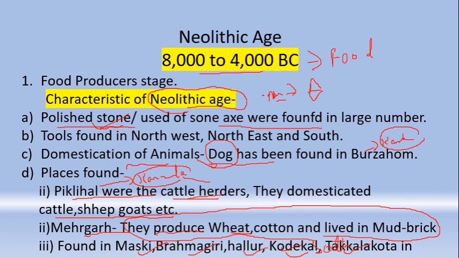So these are the characteristics of the Paleolithic, Mesolithic, and Neolithic ages. You remember these characteristics, and it will be easy for you.